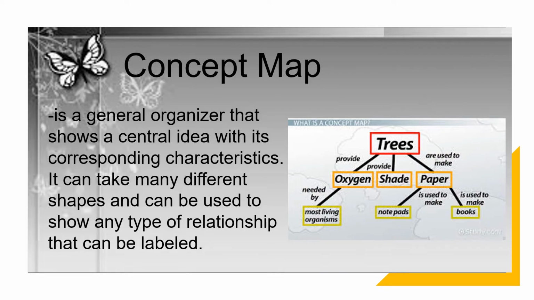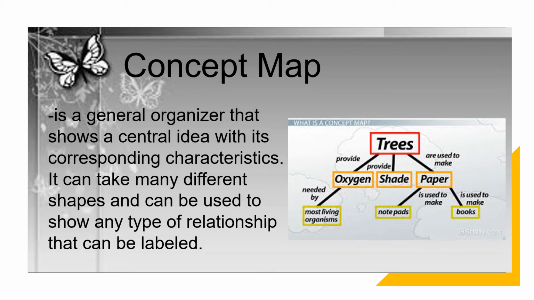First on our list is what we call the concept map. It is a general organizer that shows a central idea with its corresponding characteristics. It can take many different shapes and can be used to show any type of relationship that can be labeled. Now, let us take a look at this given example.